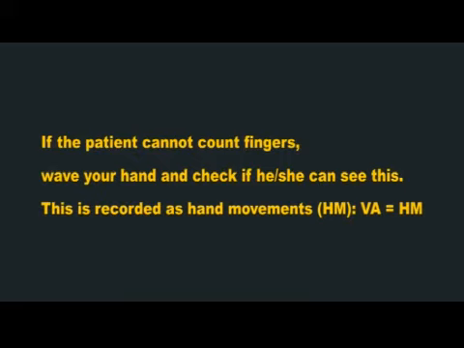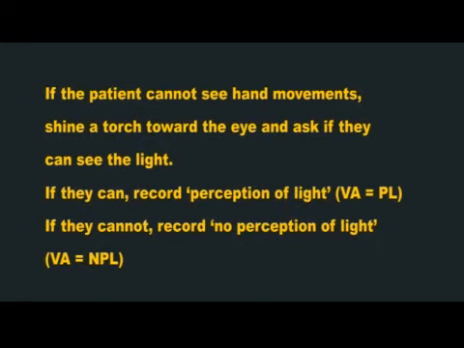If the patient cannot count fingers, wave your hand and check if he or she can see this. This is recorded as hand movements, that is, visual acuity is hand movements. If the patient cannot see hand movements, shine a torch toward the eye and ask if they can see the light. If they can, record perception of light, that is, visual acuity is perception of light. If they cannot, record no perception of light, that is, visual acuity is no perception of light.